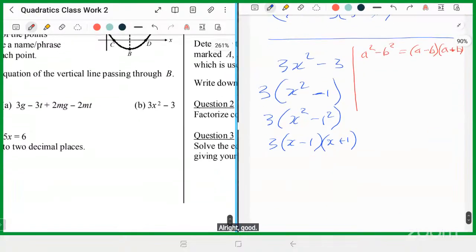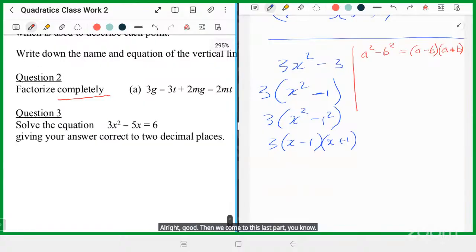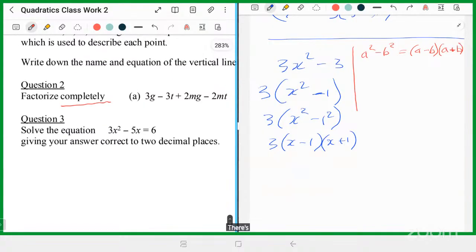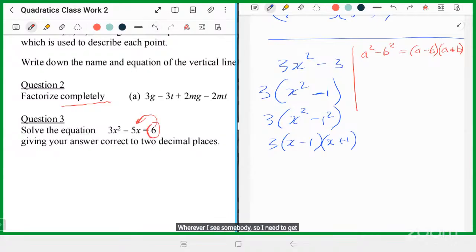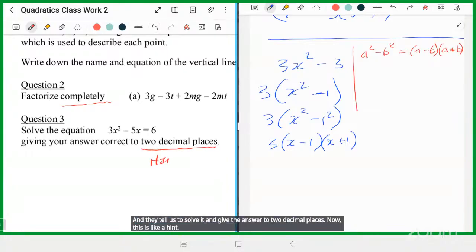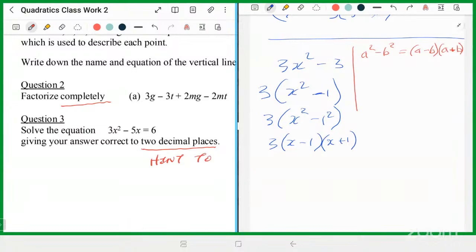Then we come to this last part. It tells us to solve this equation. It's a quadratic equation, just that it is not yet in standard form. Standard form is when you have 0 alone on the right side. But we have a 6 over there, so we need to get the 6 over here. And it tells us to solve it and give the answer to 2 decimal places. Now, this is like a hint to use the quadratic formula.